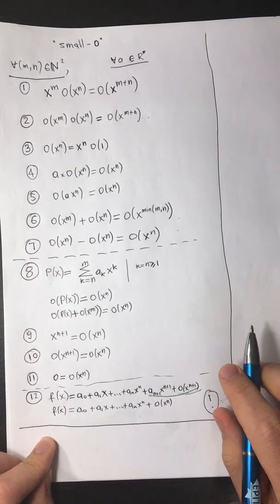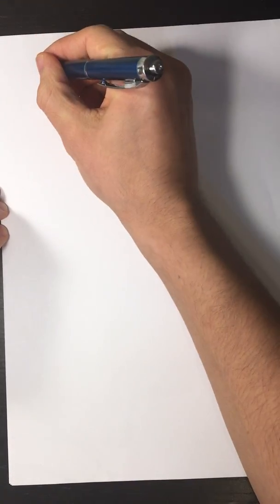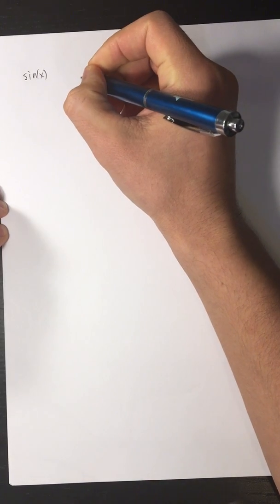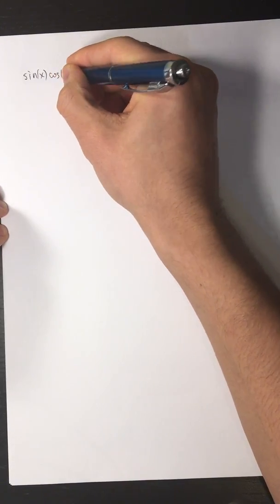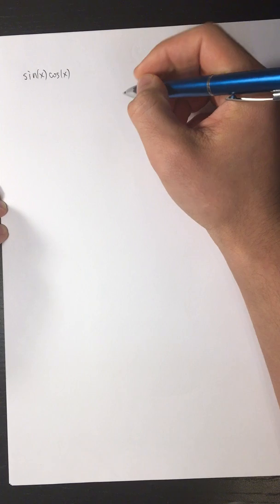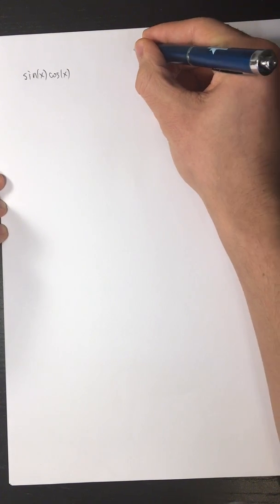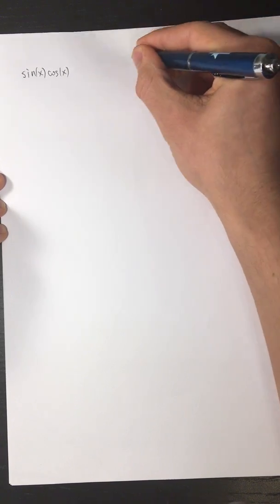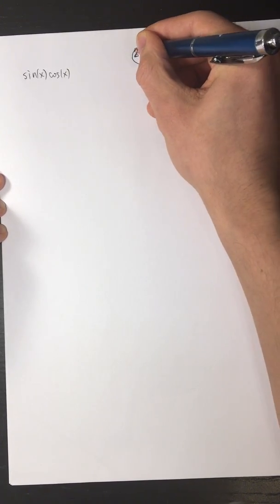And then let me give you an example for this. I prepared the example for you. I'm gonna just type it here. So the example is sine x times cosine x. The question is, find the Taylor expansion up to the order, let's say second order.